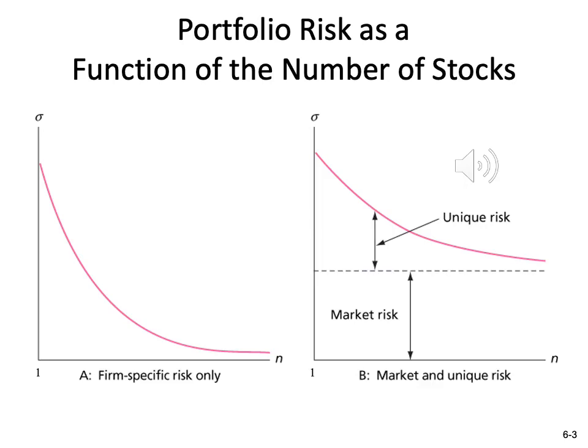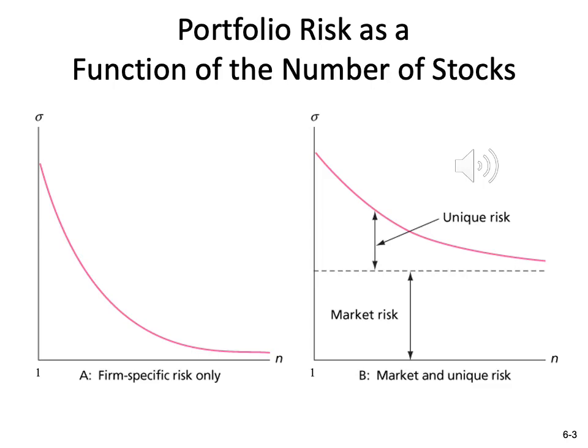Now we are going to add market risk. The market risk is a constant number. As you can see, it doesn't really matter how many stocks you hold. The market risk is just a constant number. It will not reduce by increasing the number of stocks, because no matter how many stocks you hold, you are still facing the same amount of market risk. For example, political risk, inflation risk, exchange risks. You can't really get rid of them by holding more stocks in your portfolio.